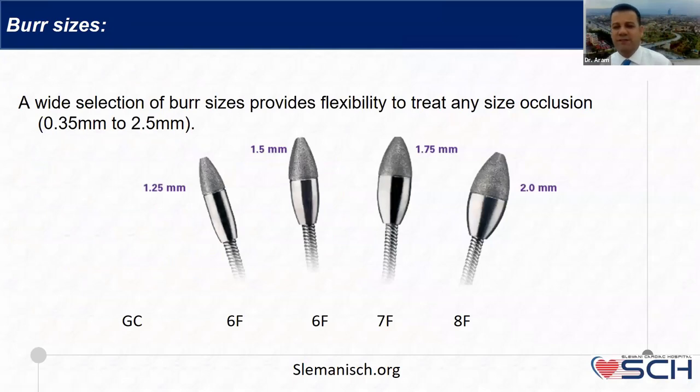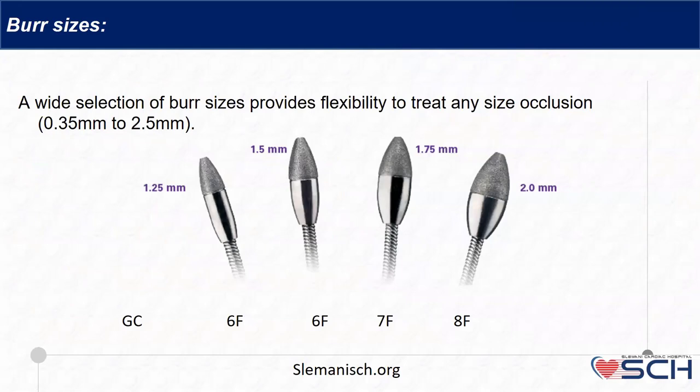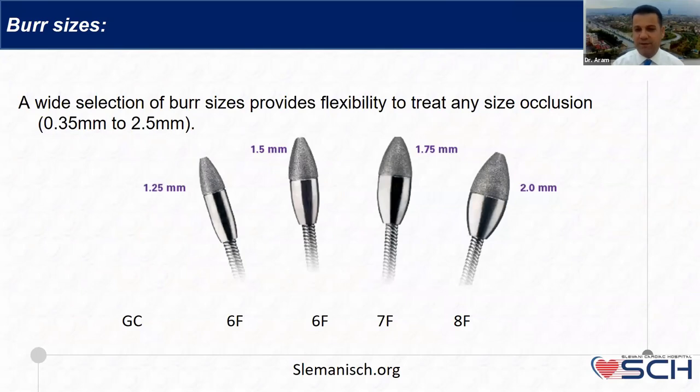Regarding the burr, we have different sizes, starting from 1.25 to 2.5 millimeters, and the guide catheter size differs. For 1.25 or 1.5 millimeter, a 6 French catheter is enough. The 1.75 millimeter burr needs 7 French, and the 2 millimeter needs 8 French. To be honest, more than 95% of cases can be done with 1.5 and 1.25.